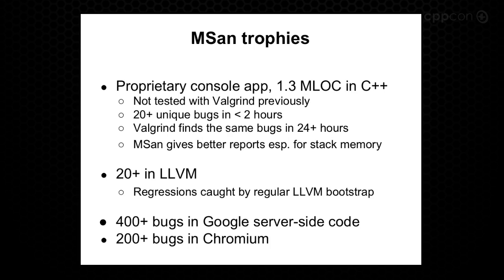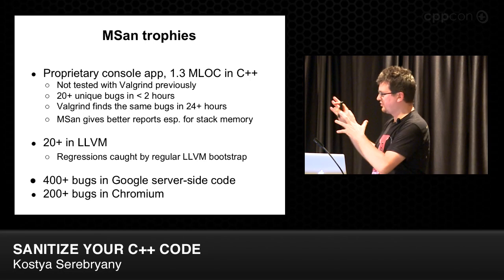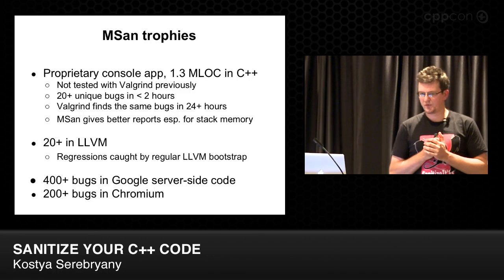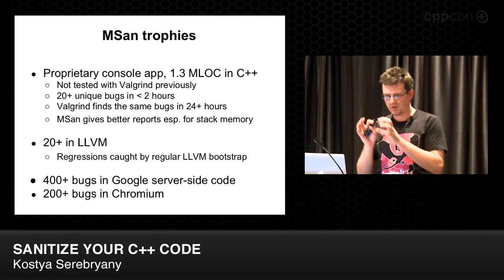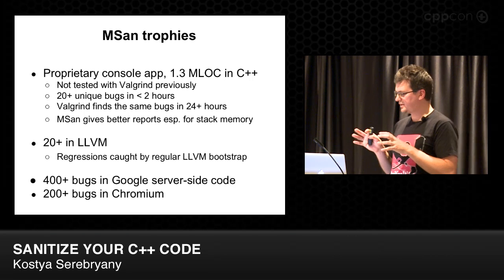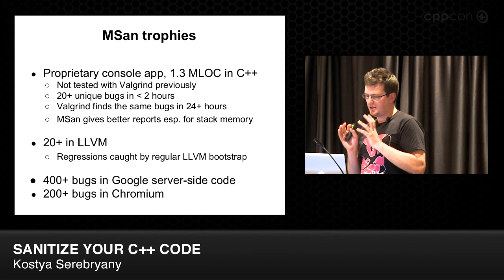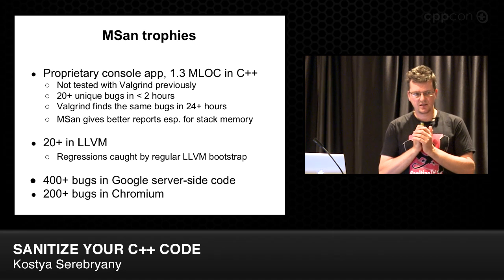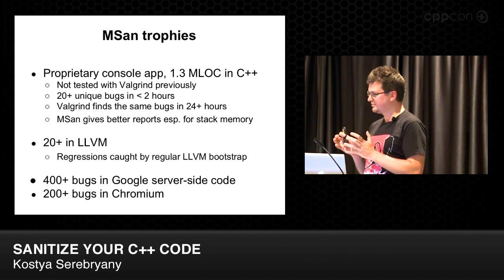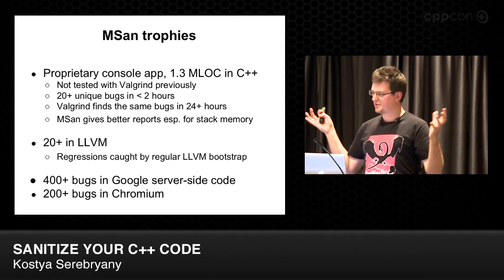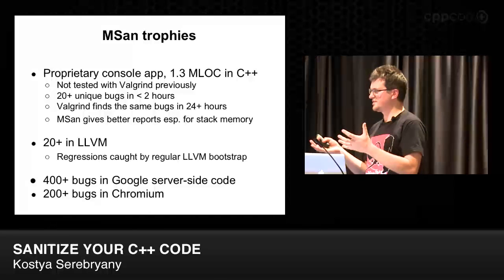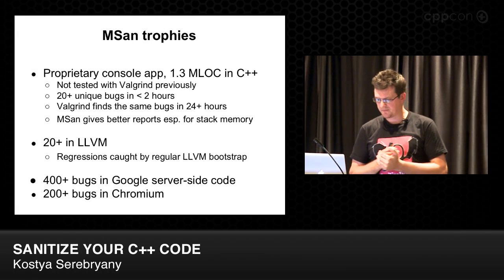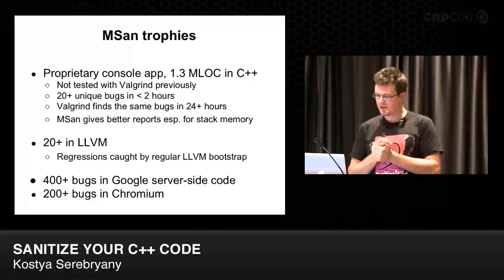Still, we use this tool in several large-scale projects. First, just to give you a taste, we tried a very early version that barely worked on a proprietary console application, more than 1 million lines of C++ code, which had not been tested with Valgrind before. Some piece of code which we supposed may contain bugs. And we found 20 unique bugs in just 2 hours.